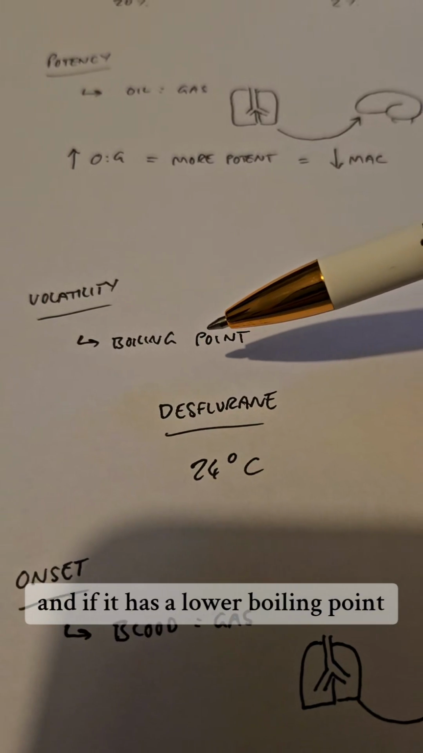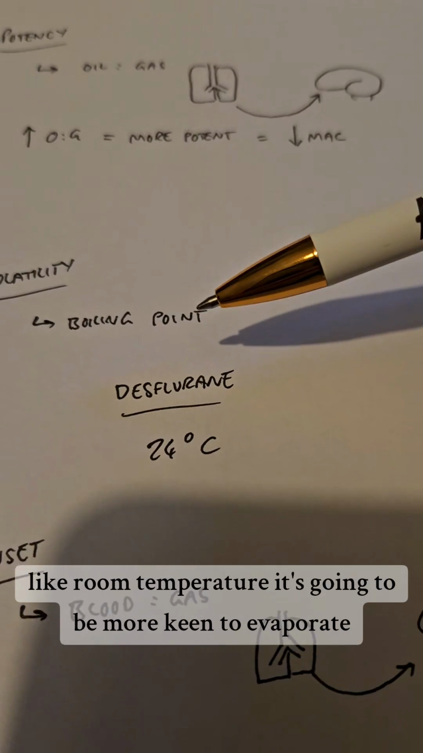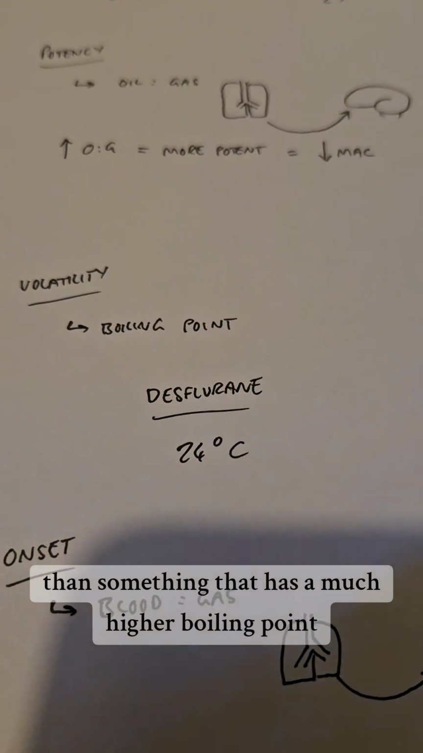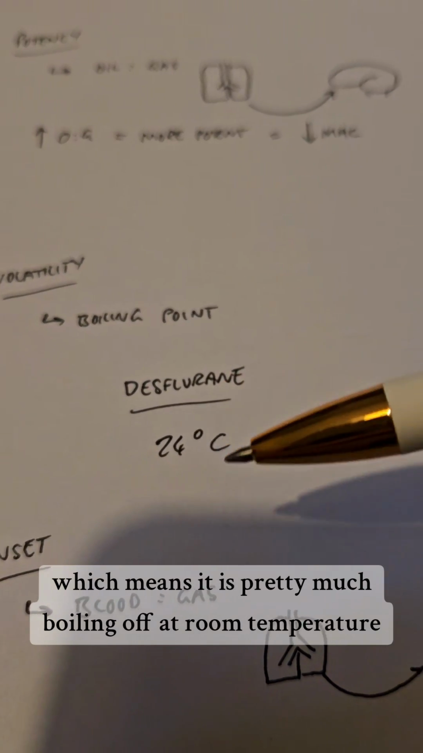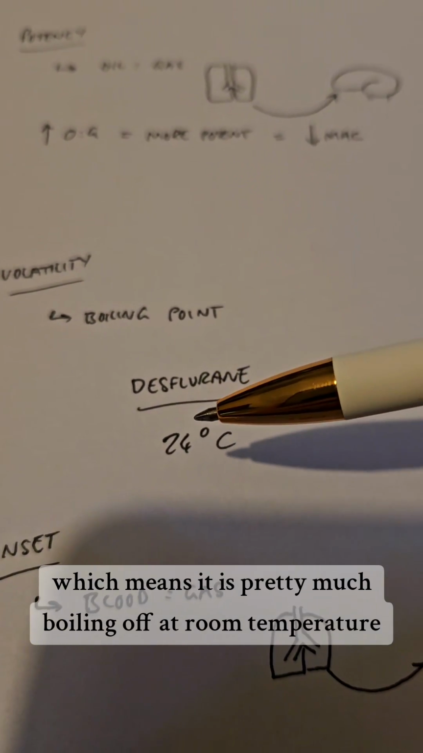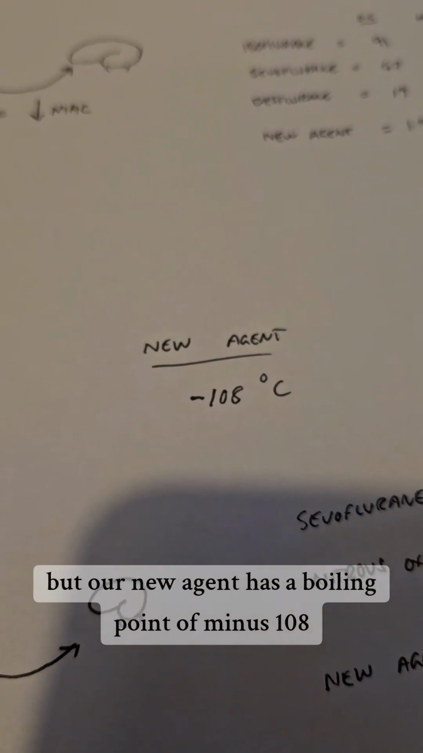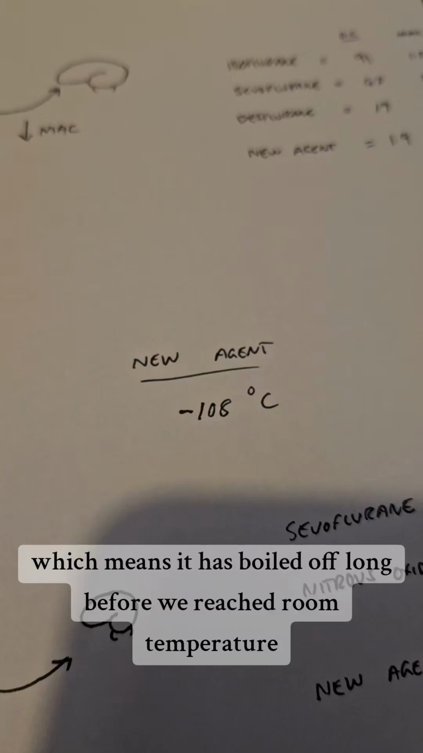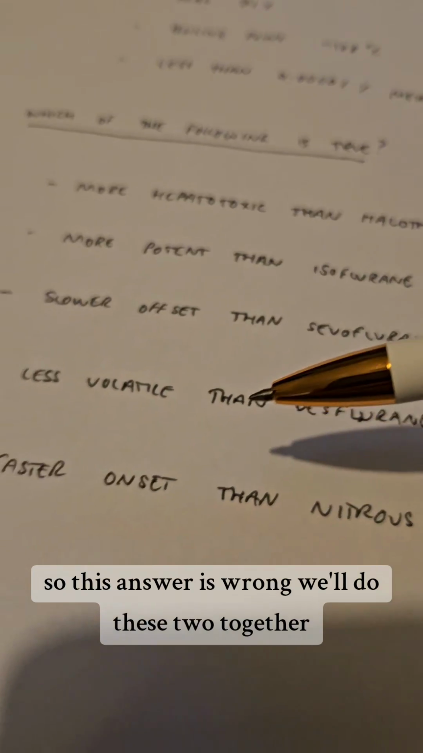And if it has a lower boiling point, it means that at any given temperature, like room temperature, it's going to be more keen to evaporate than something that has a much higher boiling point. So desflurane has a boiling point of 24 degrees Celsius, which means it is pretty much boiling off at room temperature. But our new agent has a boiling point of minus 108, which means it has boiled off long before we reached room temperature. So it is definitely more volatile than desflurane. So this answer is wrong.